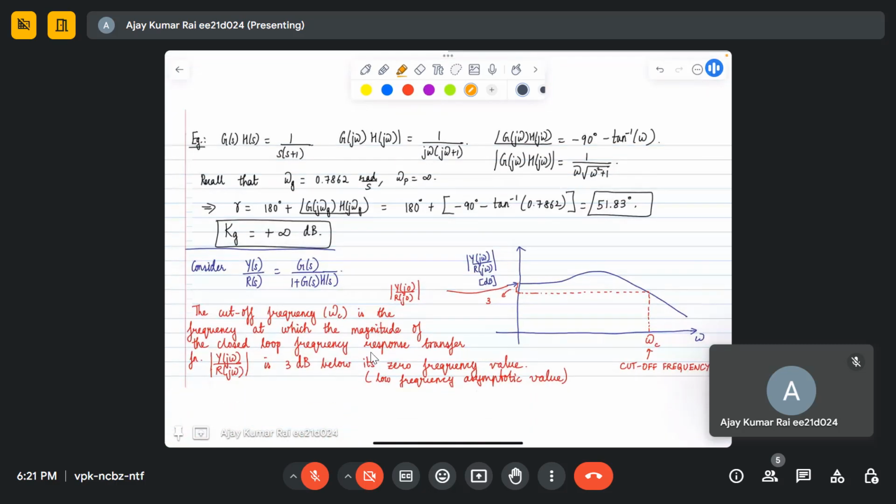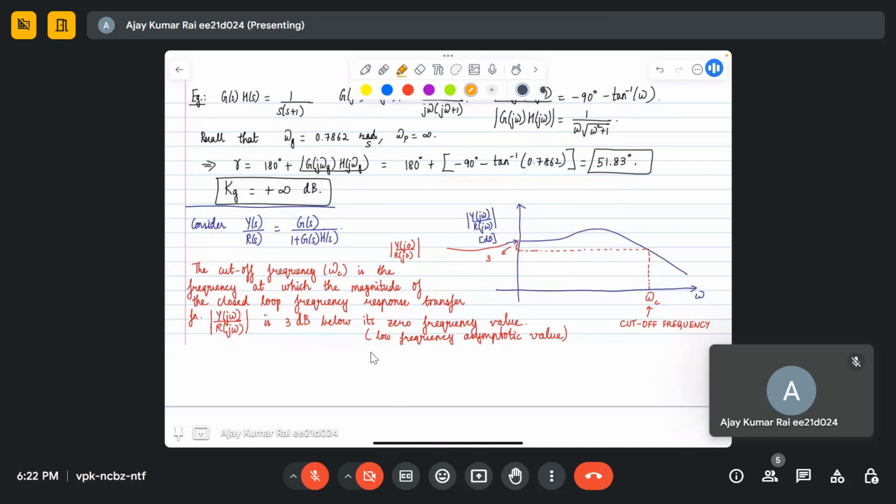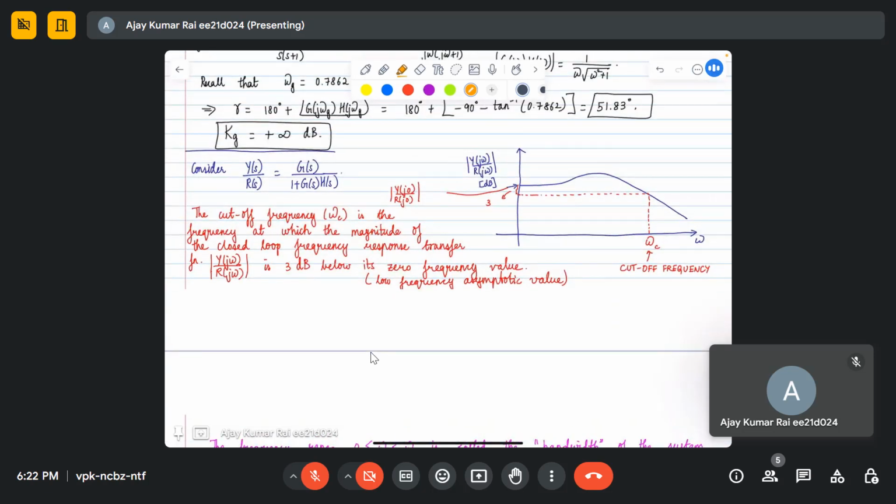Two more important terms they have discussed here. One is the cutoff frequency. The cutoff frequency is the frequency at which the magnitude of the closed loop frequency response is 3 dB below its low frequency value. This is the definition of why we take 3 dB. It is related to the power, so search on the net how it is related. Your magnitude becomes 1 by root 2, but your power becomes half of the input power at this point, once you go 3 dB below the low frequency asymptote value.